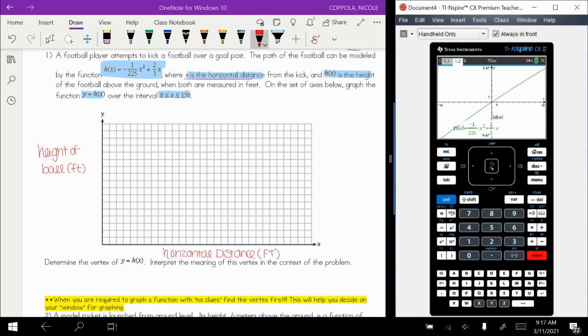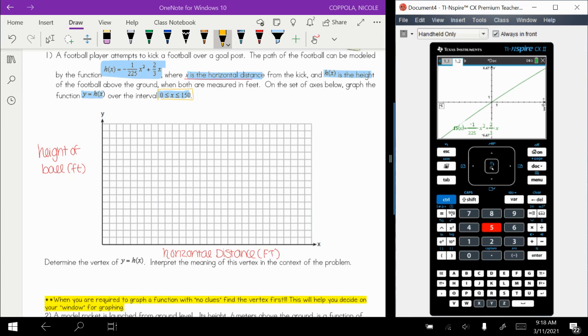What's going on? All right, so let me reread the question. On the set of axes below, over the intervals 0 to 150, and that's saying my x's. This is a restricted domain. So they want me to graph from 0 to 150, and when I look at my graph, I'm going from negative 10 to 10. So I'm going to change this. I'm not going to make it go to 0 because when I make it do 0, it's going to put that y-axis right up against this wall. So I'll just pick negative 5.